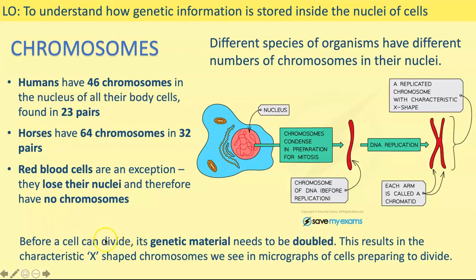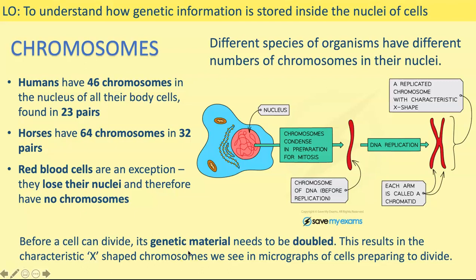There will be another screencast on cell division itself, but it's important to know what happens in relation to the chromosomes. So here we have one chromosome before DNA replication. Before a cell can divide, its genetic material needs to be doubled so that when it divides, it produces genetically identical cells.